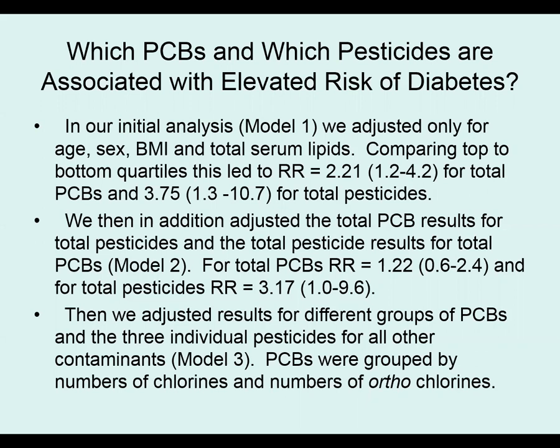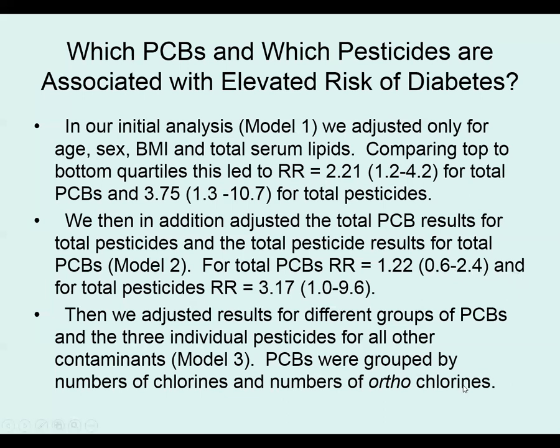Now, there's some dangers in doing this, and we addressed those quite extensively in our publications. But in our first model, we only adjusted for age, sex, BMI, and total serum lipids. And we found odds ratios that were significant both for PCBs and for total pesticides. Then in our second model, we adjusted the PCB results for the pesticides and the pesticide results for the PCBs. We still found significant elevations for the pesticides, but the PCB results actually were not significant there.